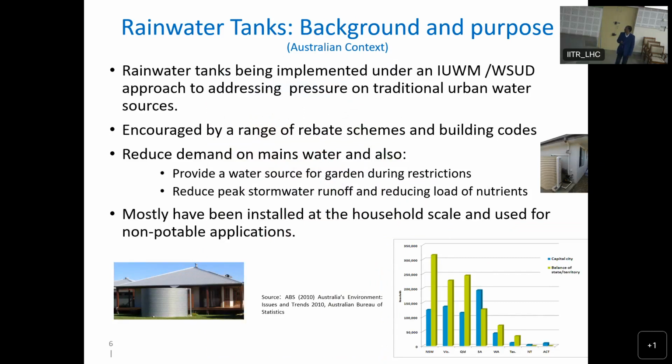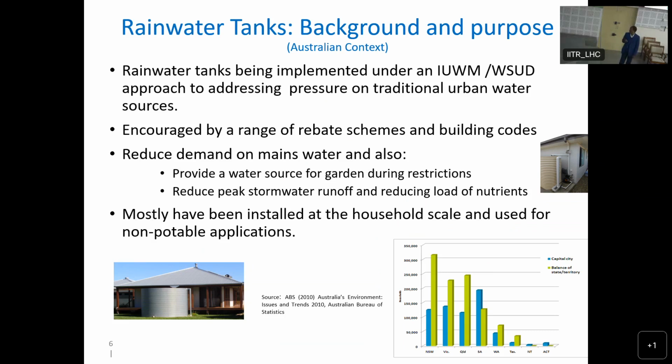Then here the background and purpose of this rainwater tank is that the rainwater tank is being implemented under the IUWM and WSUD approach to address the pressure on traditional water sources. And here we can encourage the rebate and incentive schemes and building codes. It means that we have to give the concession so that people are encouraged to use this, they can use the tank in their houses, so that they can store the water and they can benefit for other purposes here.